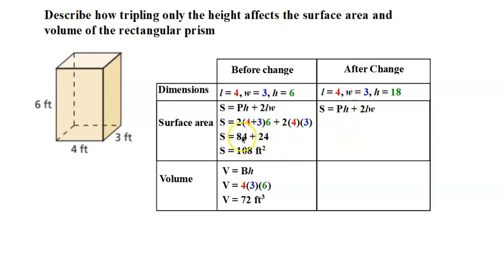Notice over here I broke this down into lateral area and the bases. All right. So this is our lateral area, this is the base. So we have perimeter is 2 times 4 plus 3, that's same as before, but now the height is 18. And our base is still 2 times 4 times 3. Notice this isn't changing. And so when we get our lateral area and our base, notice the lateral area changed, but the base did not.